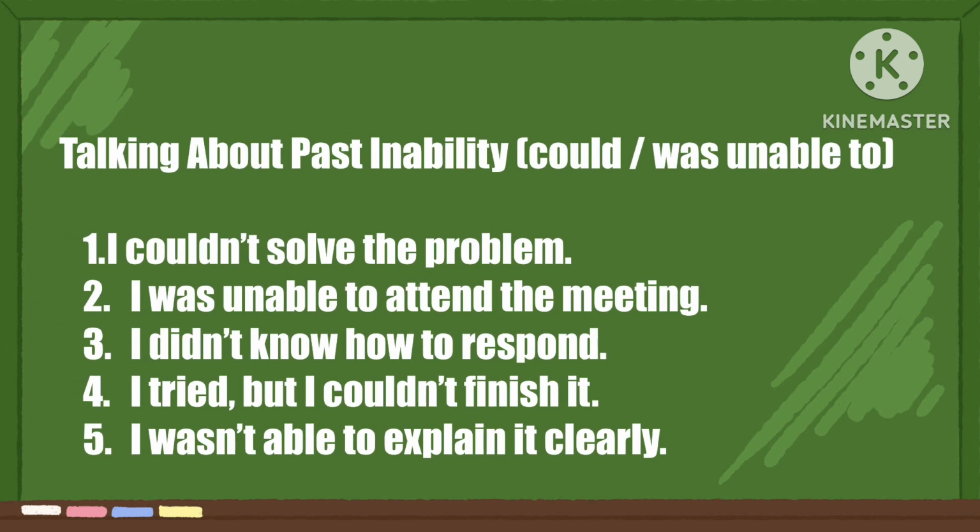Now let's see how we can express past inability in English using could and was unable to. We can say, I couldn't solve the problem. I was unable to attend the meeting. I didn't know how to respond. I tried, but I couldn't finish it. I wasn't able to explain it clearly.